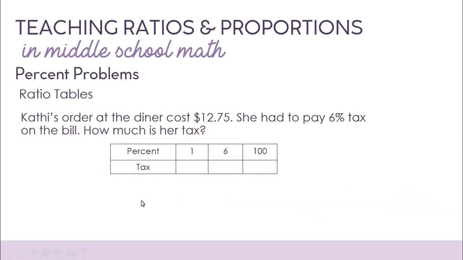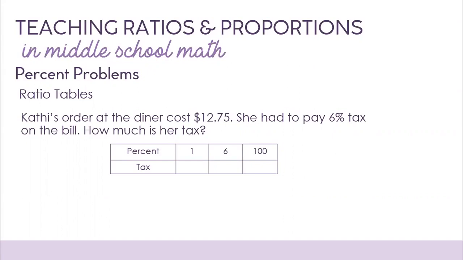We can then use them to solve percent problems, ratio tables, and double number lines. For this example, we have Kathy's order at the diner costing $12.75. She has to pay 6% tax on the bill. How much is her tax? Now, of course, there are so many ways we can solve, but we're going to start with the ratio table.